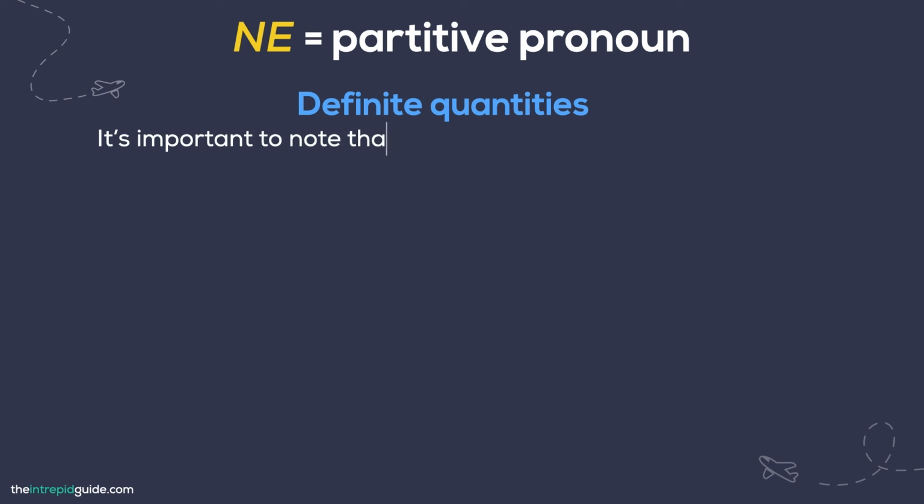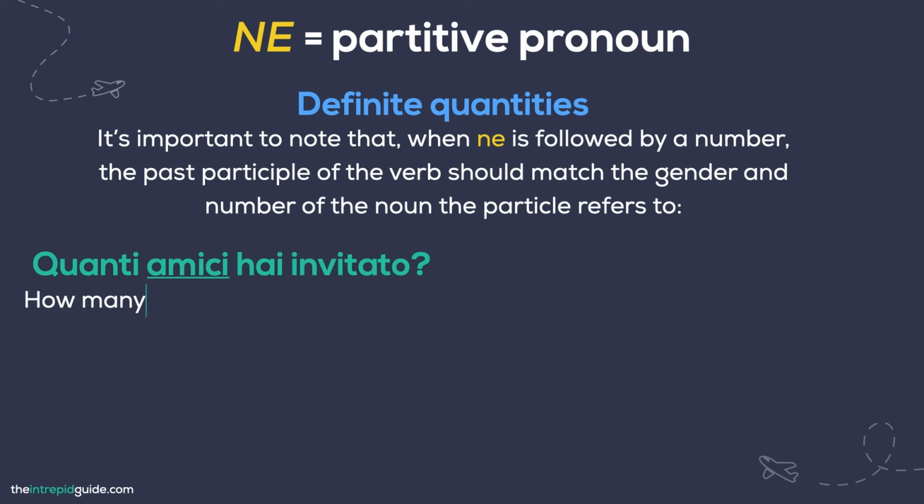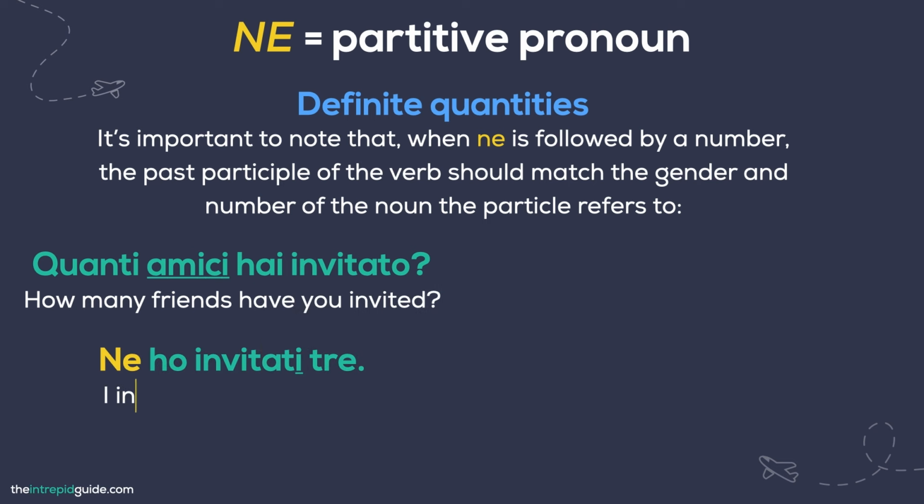It's important to note that when ne is followed by a number, the past participle of the verb should match the gender and number of the noun or the particle it refers to. For example, Quanti amici hai invitato? How many friends have you invited? Ne ho invitati 3. I invited 3 of them. Ne stands for amici, friends.